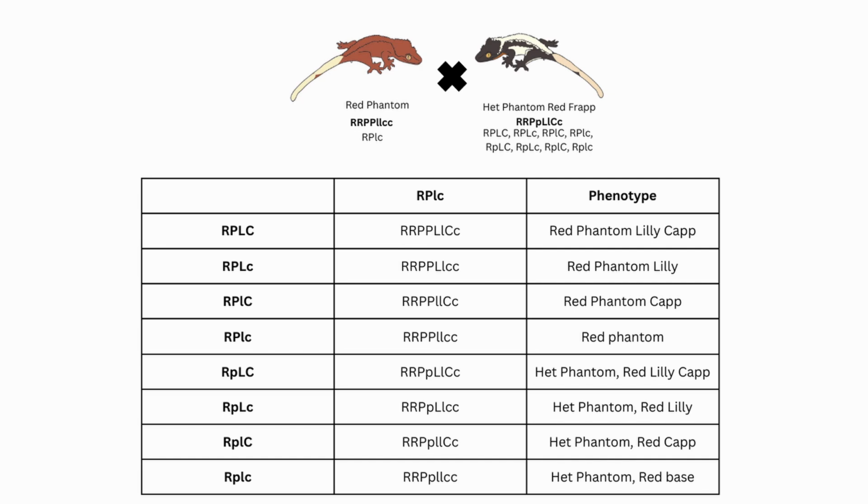These four last ones that have a heterozygous phantom genotype won't visually show the phantom gene. However, they will be carrying one copy of this gene, and this is important because if you're pairing that crested gecko up with another crested gecko that might have a heterozygous phantom, you have a chance of hatching out a phantom crested gecko, and that might not be in your plans. So that's why it's important to know lineage.